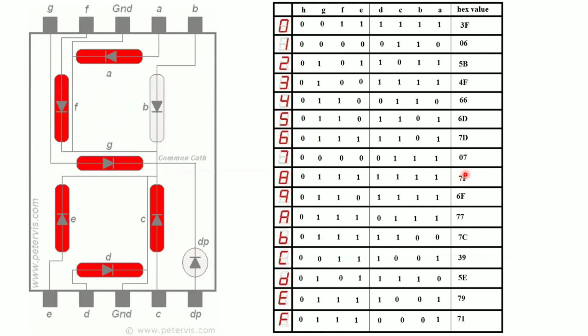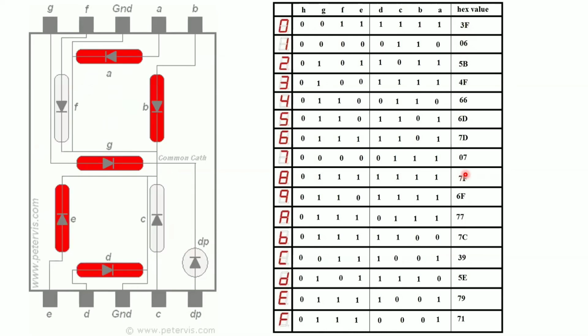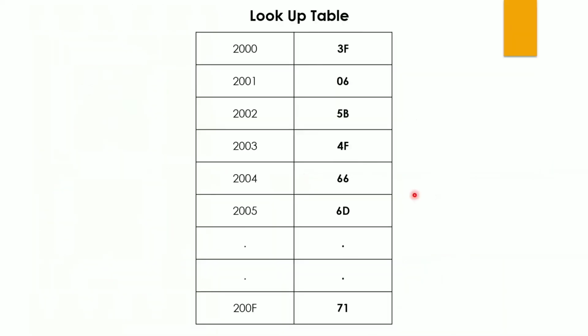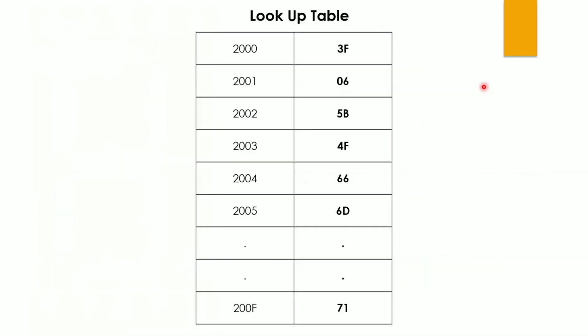It won't change. That's why we'll store this permanent data inside one memory called ROM, read-only memory. In read-only memory, we can store this information in the form of lookup tables. If you see 3F, this is the value of 0. If you see 06, this is the value of 1. If you pay attention to the last slide, 06 for 1, 5B for 2, like that you can store this information, right?